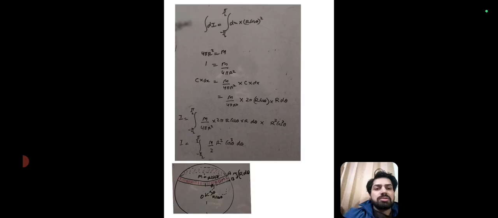So first of all, the formula for moment of inertia of a ring is mr square. For such a small strip, it is like a ring. So we are using the same formula, and the mass will be dm and the radius. What about radius? Radius is not r, where r is the radius of the sphere. The radius of this strip is r cos theta, and the mass for this ring is not capital M, it is dm.